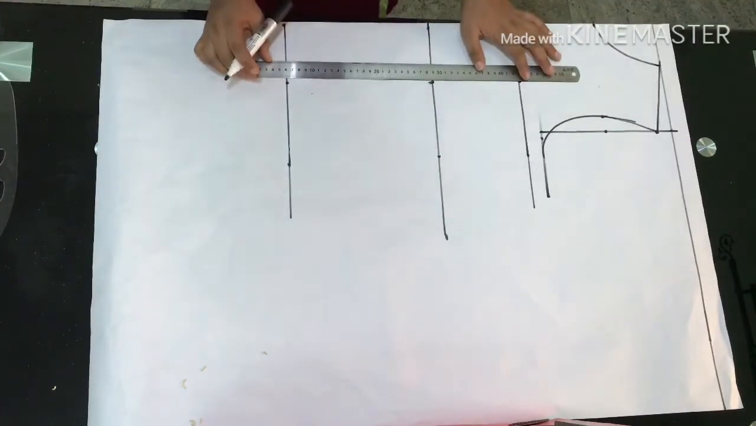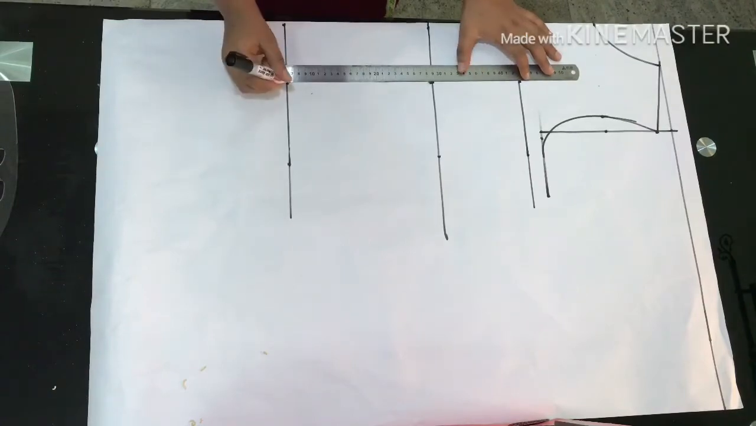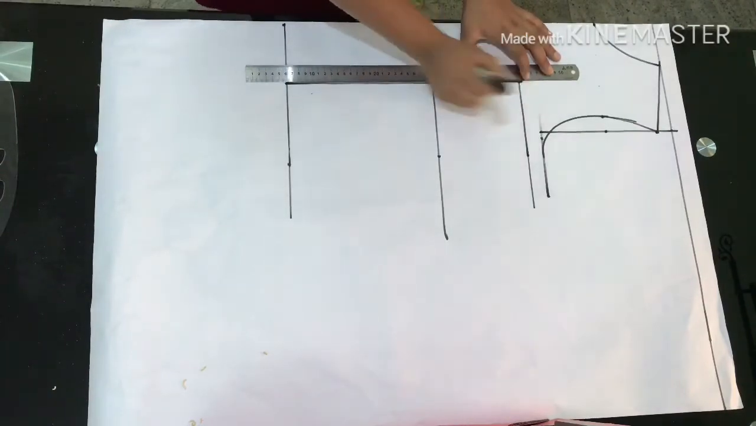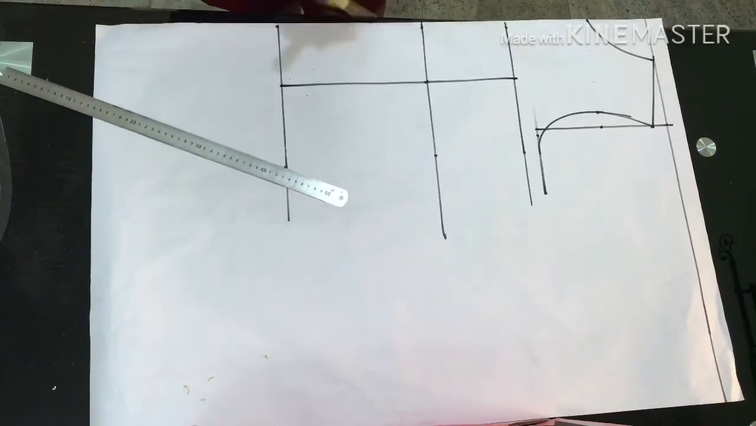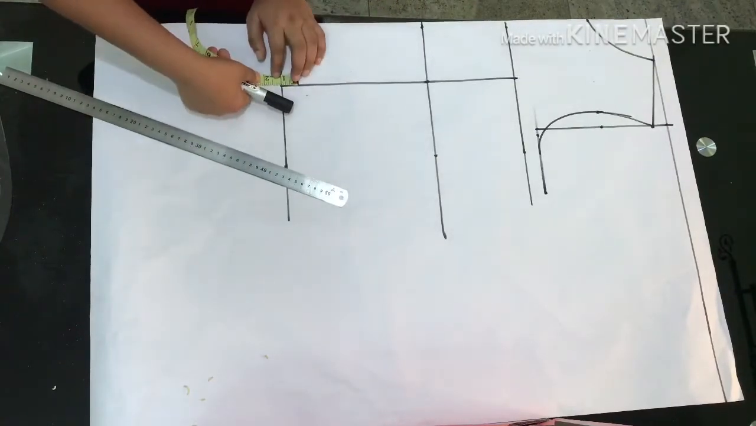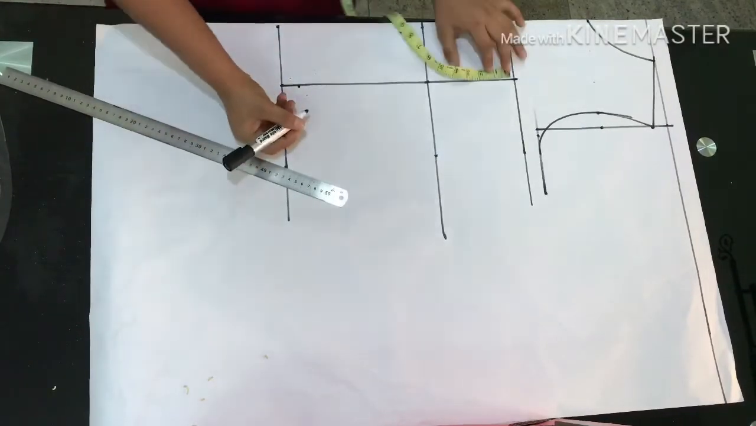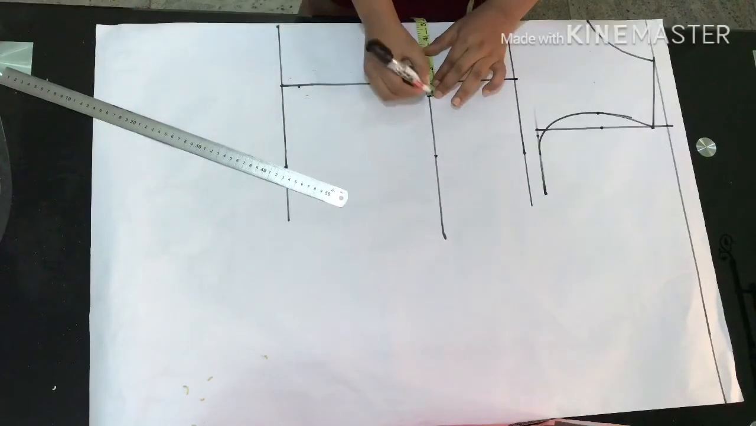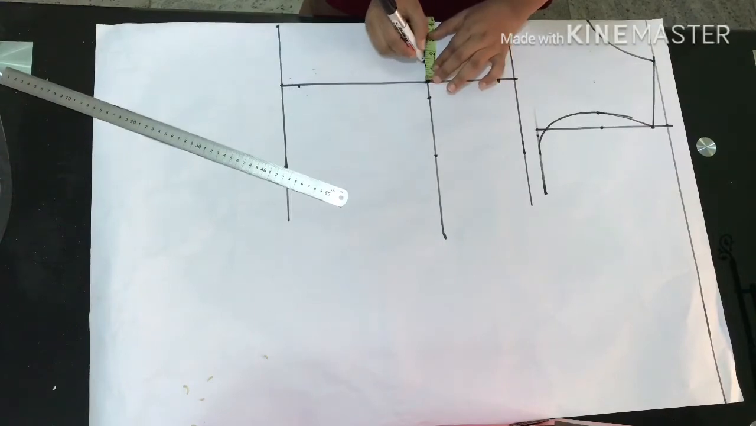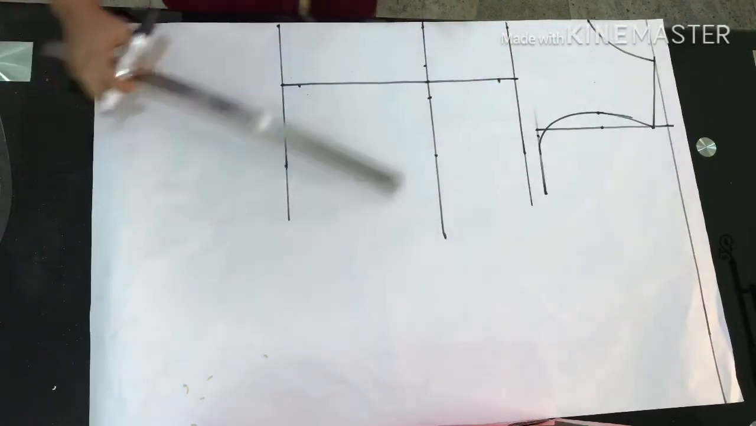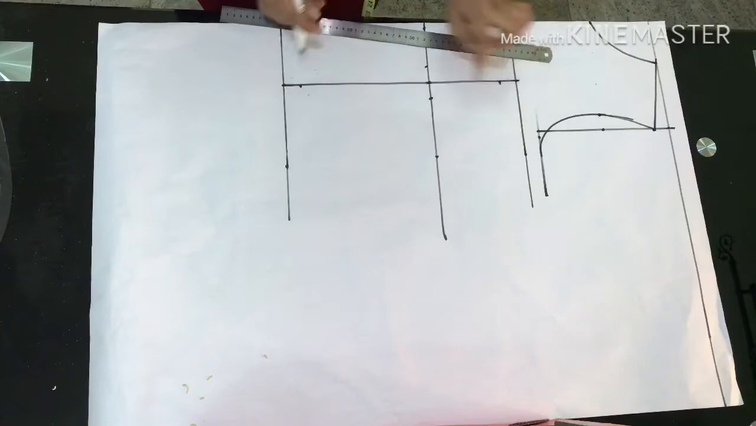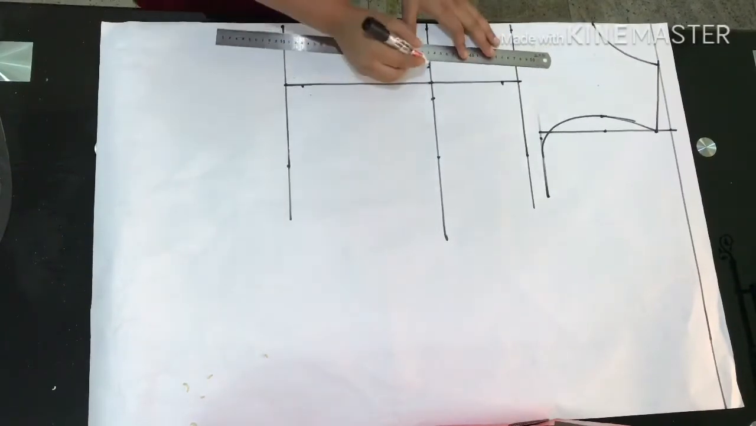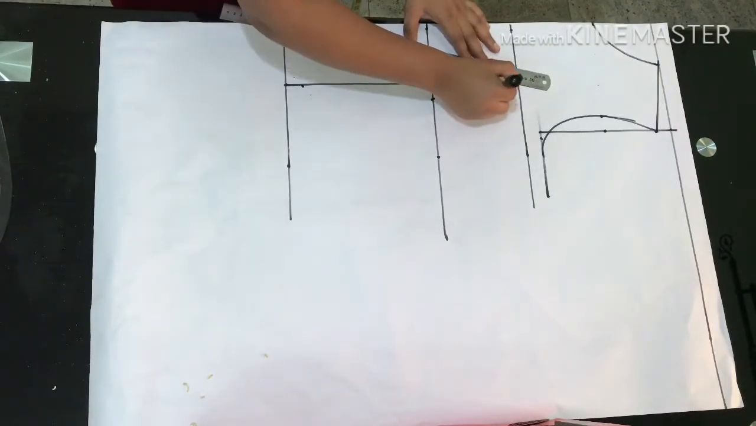So once you're done doing that, you now come over here and you rule this. So now you come up by 1 inch, come down by 1 inch, and now you mark 1 inch here, 1 inch to this side to create our dart. So the dart is going to be starting from here and to end here. So now you connect this way.